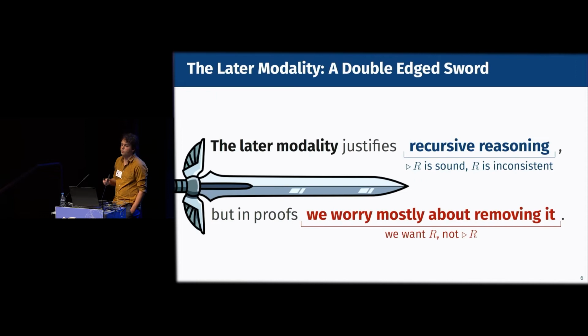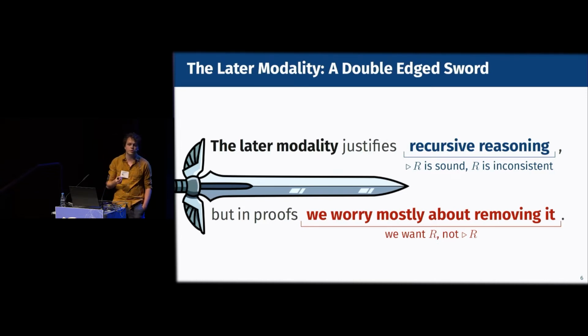Now this brings me to the problem that motivated this work. The later modality is a double-edged sword. On the one hand, it's this very powerful tool that logic developers can use to reason about recursive constructions soundly and at a high level of abstraction. In various places, they can put later R, and then their logic will be sound, whereas just leaving off the guard would be inconsistent.